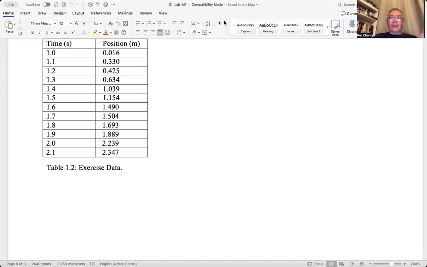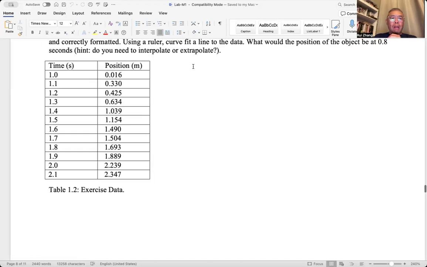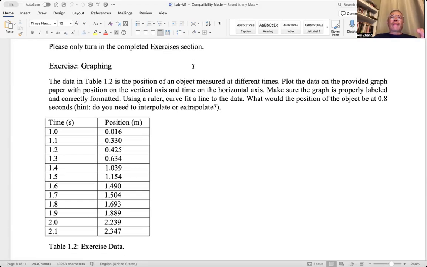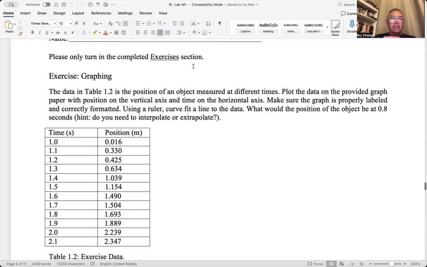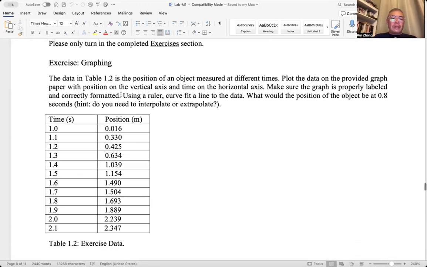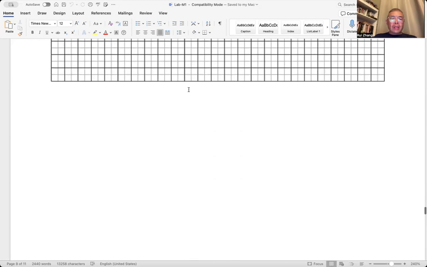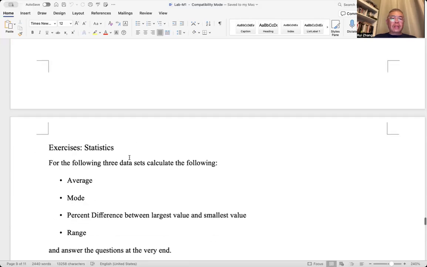I want to talk a little bit about Lab 1 and the requirement. As you see, I divide Lab 1 in terms of submission into two parts. The first part is graphing. In that part, you need to make a graph and then either turn in this piece of paper with the drawing on it or take a picture and turn it in. The second part is the statistics part.